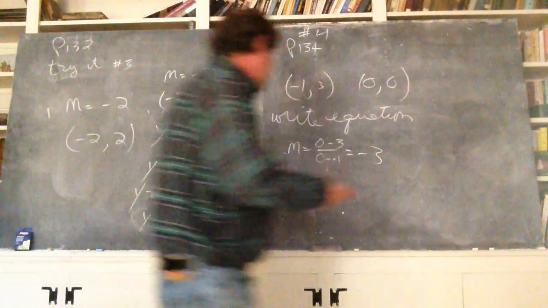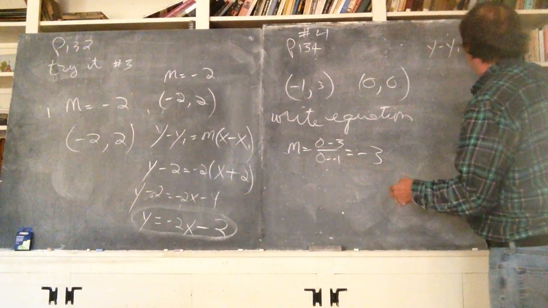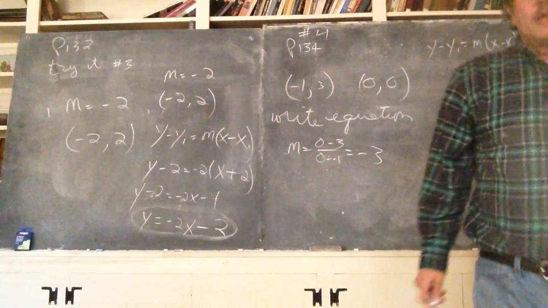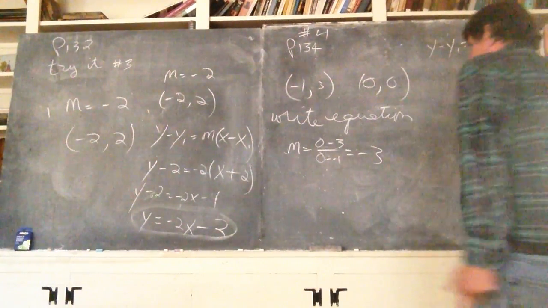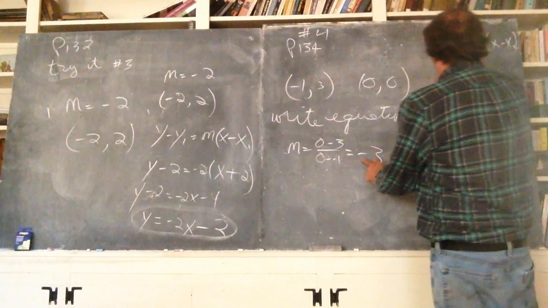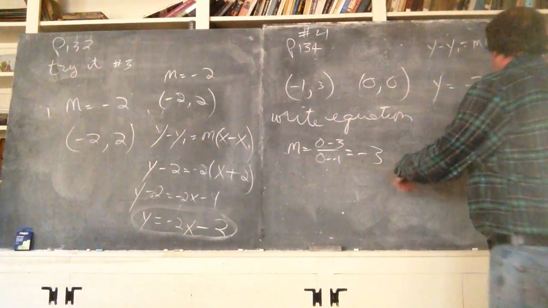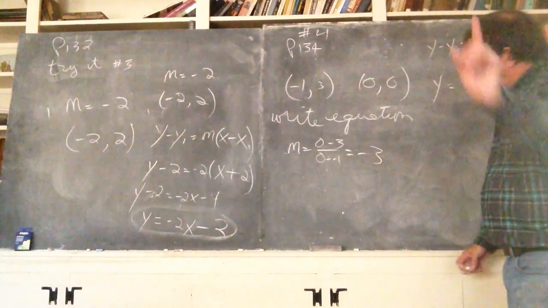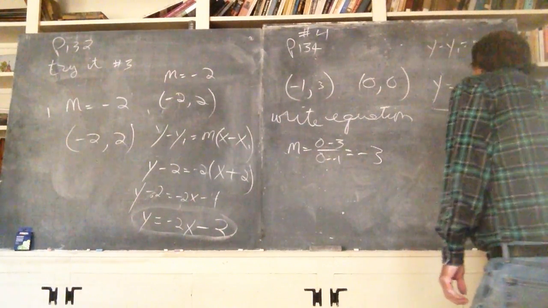And now see, here's the thing. You can use either one of these for a point slope form. And I'm actually going to do them both, I think, on this one, or is the next one, I forget. You can use either one of those points. Now, 0, 0, that's the origin, right? So you may as well do y minus 0 equals negative 3 times x minus 0. Done.